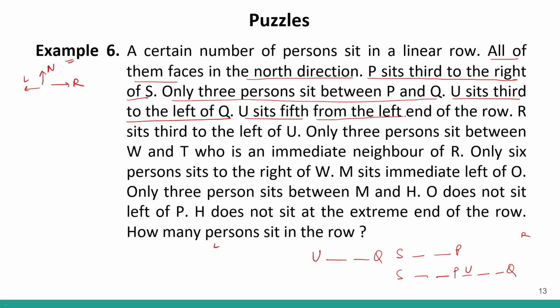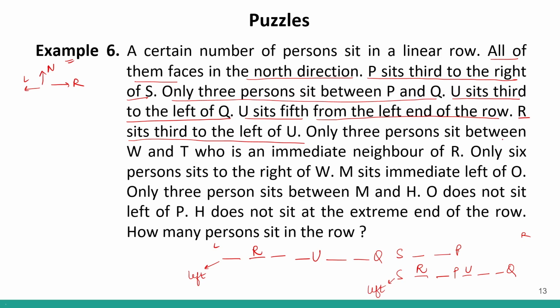U sits fifth from the left end of the row. So fifth from the left end means 1, 2, 3, 4 and then U, or 1, 2, 3, 4 and then U. Correct? So in the second case, S is basically at the left end of the row, and in this case, this unknown person will be at the left end of the row. Okay? Now, R sits third to the left of U. So 1, 2, 3, R will sit over here. Correct? In this case, 1, 2, 3, R will sit over here, third to the left of U.